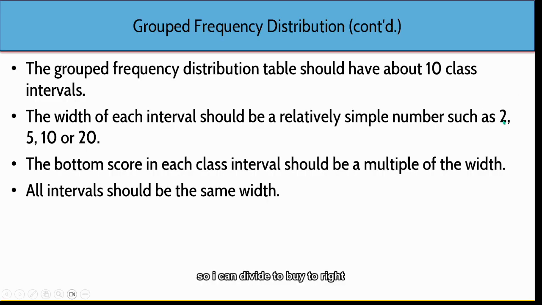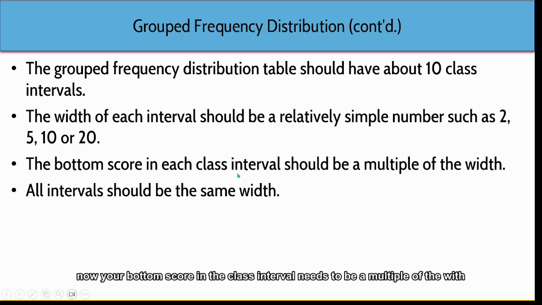So I can divide 2 by 2, right? 2 divided by 2 is 1. I can divide 5 by 5 and get 1. I can divide 10 by 5 and get 2, etc. Now, your bottom score in the class interval needs to be a multiple of the width, and all the intervals should be the same width.